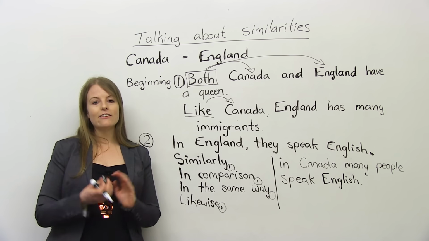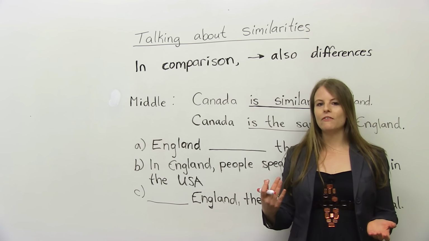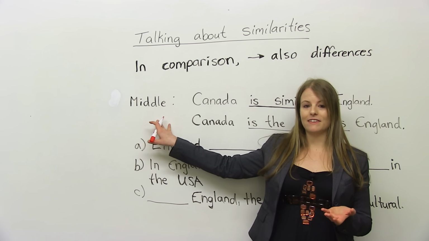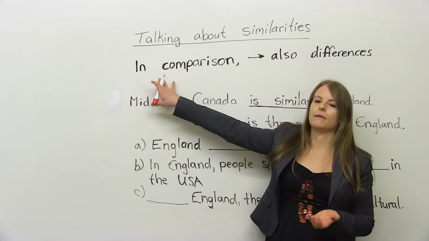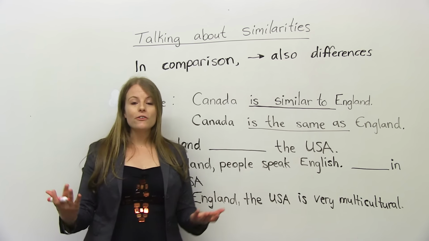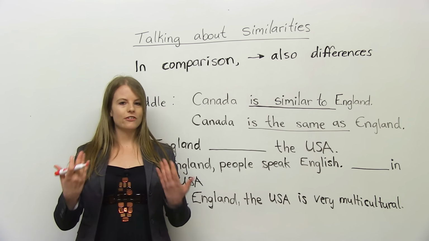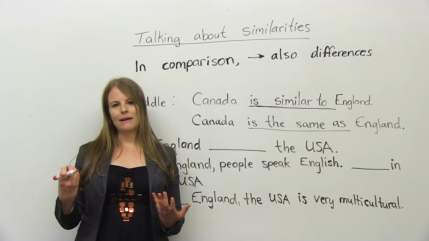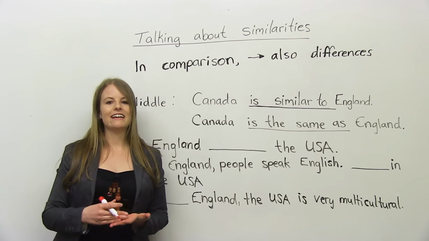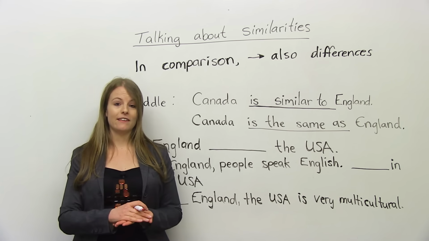Okay, so now let's look at some more of these types of expressions. Before we move on to some comparison words that you can use in the middle of a sentence, I just wanted to add one note about in comparison. In comparison is also used with differences. When you compare two things, you're saying how they're alike, but sometimes because of the way we use the word, in comparison can also be used when we're showing things that are different. It's used in both of these ways.